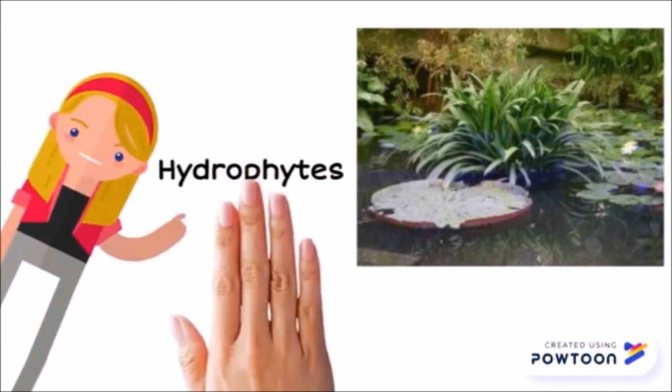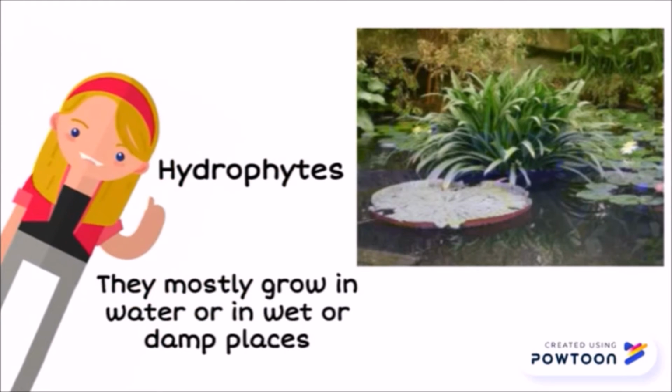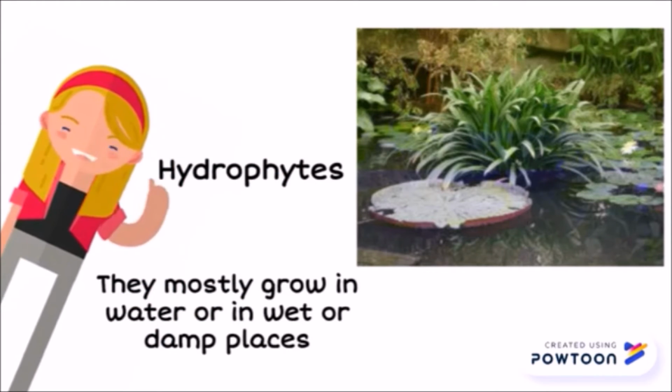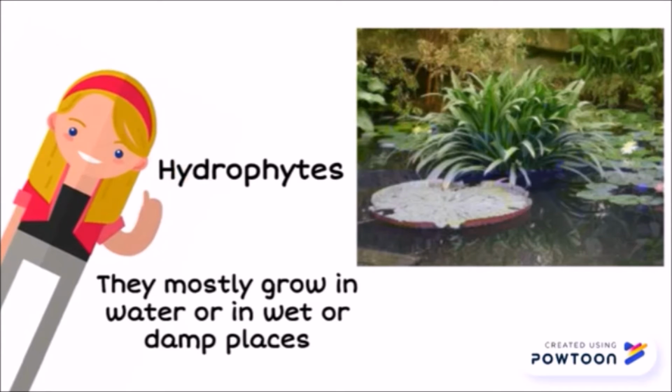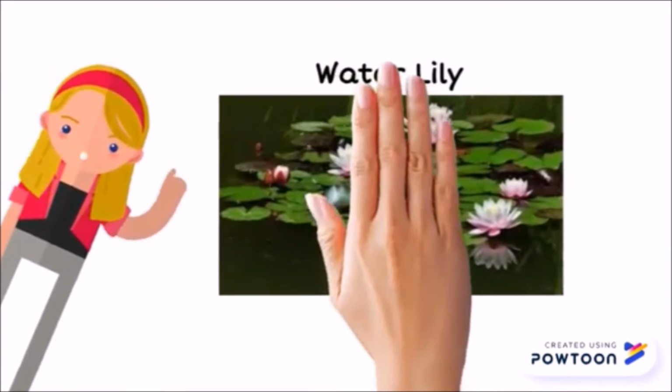Hydrophytes are plants in water habitats. They mostly grow in water or in wet or damp places. In these plants, the water absorption occurs through the whole surface of the plant. For example, the water lily.